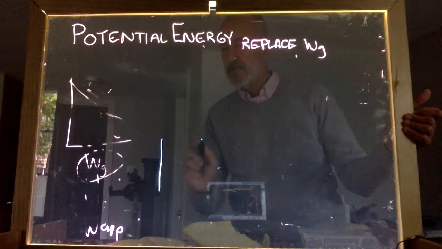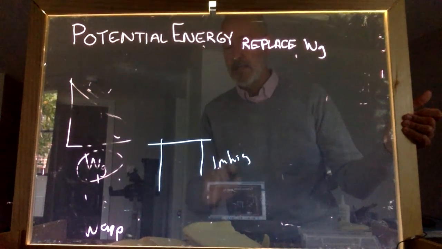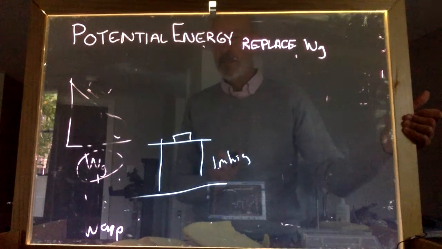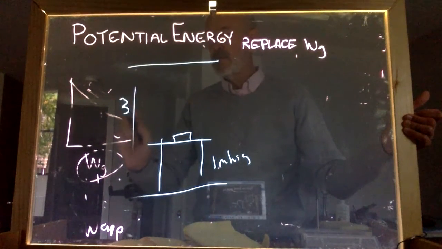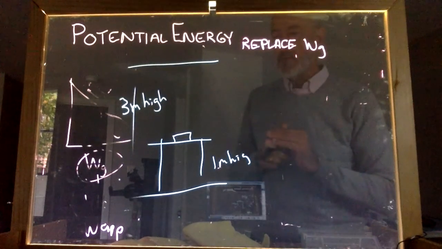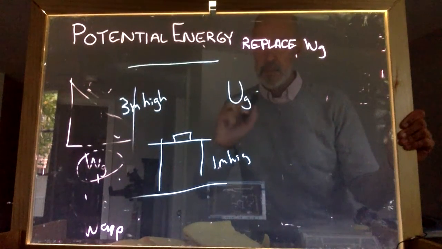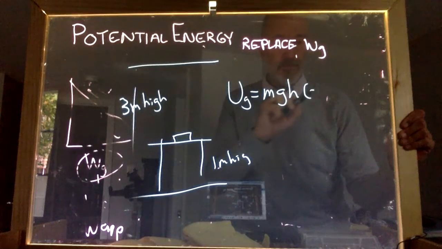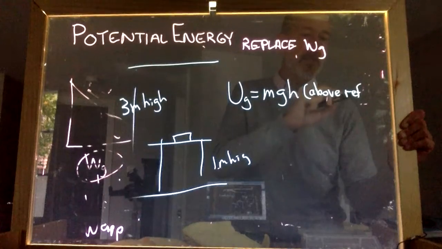Okay, so here's the table, and the table is 1 meter high. There's the floor, and we've got a book on the table. Let's say the room is 3 meters high. So remember that the potential energy is just mass times g times the height above a reference height, a reference point.